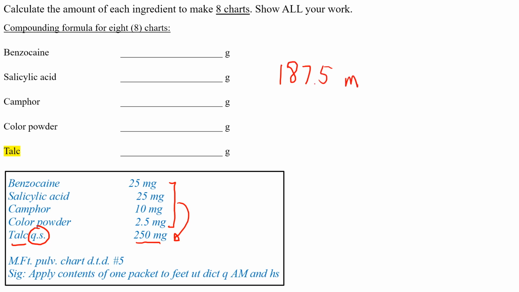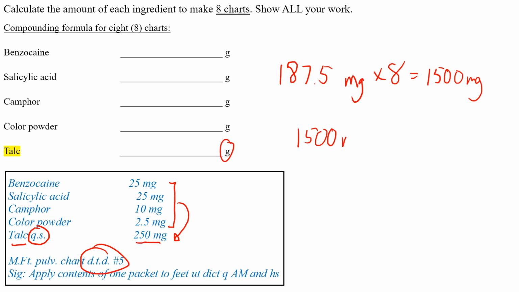187.5 milligrams. Now, since we're looking for the amount for 8 doses, we know that this quantity is for 1 such dose, so we just multiply by 8 doses like we did before, and we should get 1,500 milligrams. Now, since we're asking for it in grams, we just use the same conversion like we did before, and after we finish this, we have completed all the calculations that we need to know how much ingredients we need to get for this prescription. Our final answer for this is 1.5 grams. The units cancel out, and the numbers multiply out to 1.5.